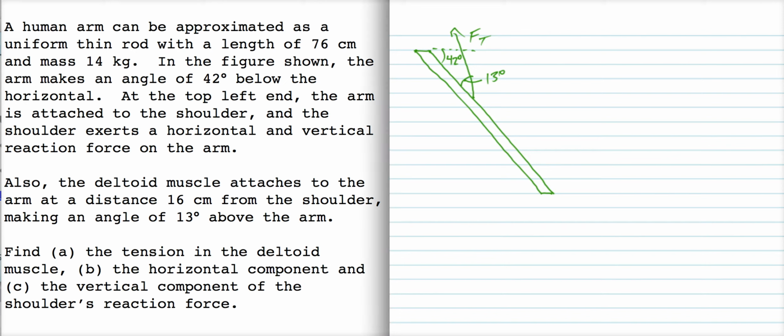So we have here a problem with static equilibrium and torque. This long stick here, this rod, is meant to represent a human arm. Just to keep it simple, we'll treat it as a thin rod. And we're told that the mass of the arm is 14 kilograms, and it has a length of 76 centimeters. So the entire distance is 76 centimeters.